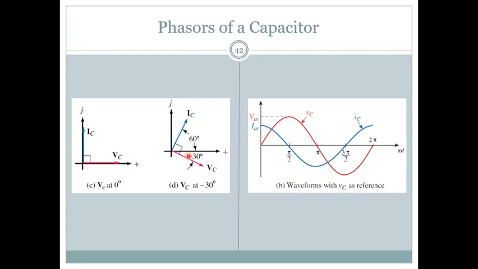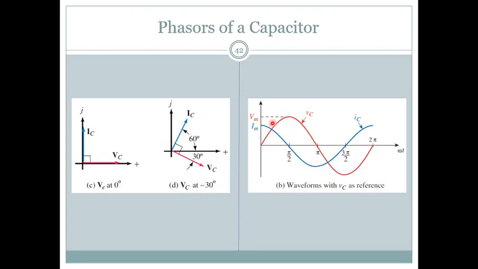The main requirement is that they will have to be separated by an angle of 90 degrees in a way that IC is leading and VC is lagging. So for a capacitor, current is leading, and for an inductor, voltage is leading. So we'll have to keep that in mind, right?